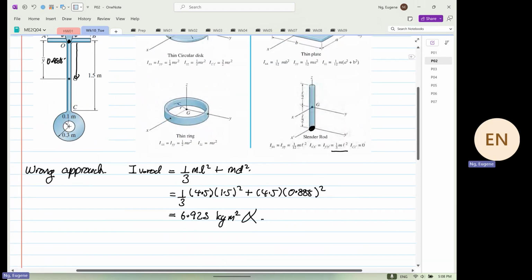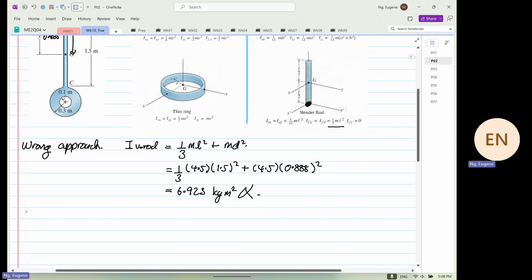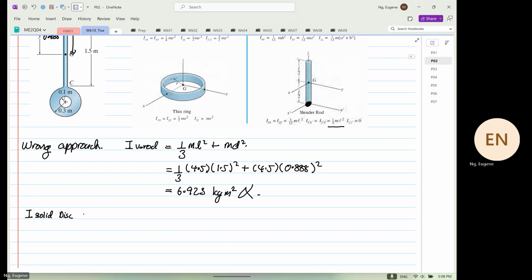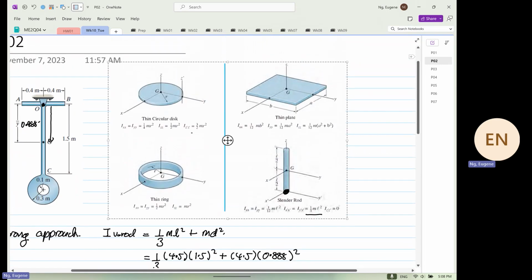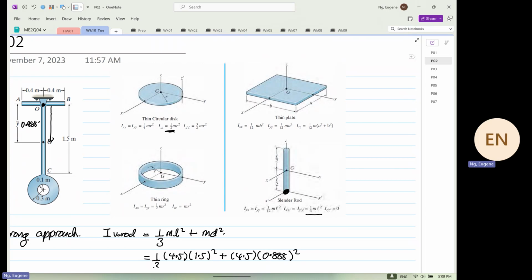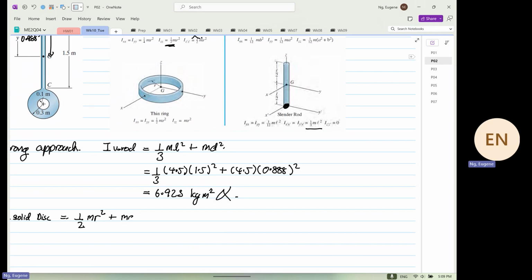Okay, so next, it's pretty straightforward. We're going to do the I of the solid disk. Okay, so if you look at the solid disk, it's not into the page. We are going to use IZZ. Okay, we can use IZZ into the page. Now we cannot use IZ prime Z prime. Okay, we have to use what? IZZ. So you get half mr squared plus md squared.